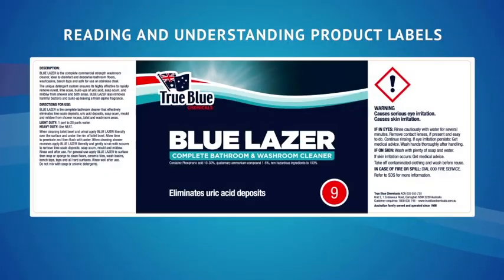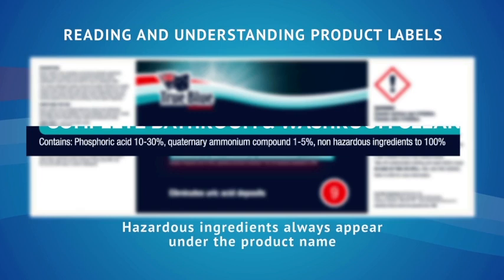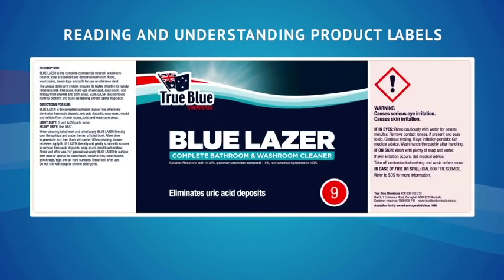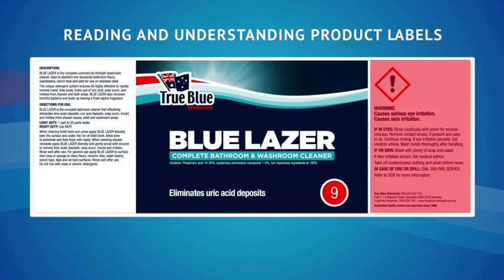This example will help you visualise what each element looks like and where to find them on a True Blue product label. The hazardous ingredients will always appear under the product name. It will tell you the ingredient name and the percentage range in the overall mixture. On the right-hand side of the product name panel, you will find all the hazard and safety information.